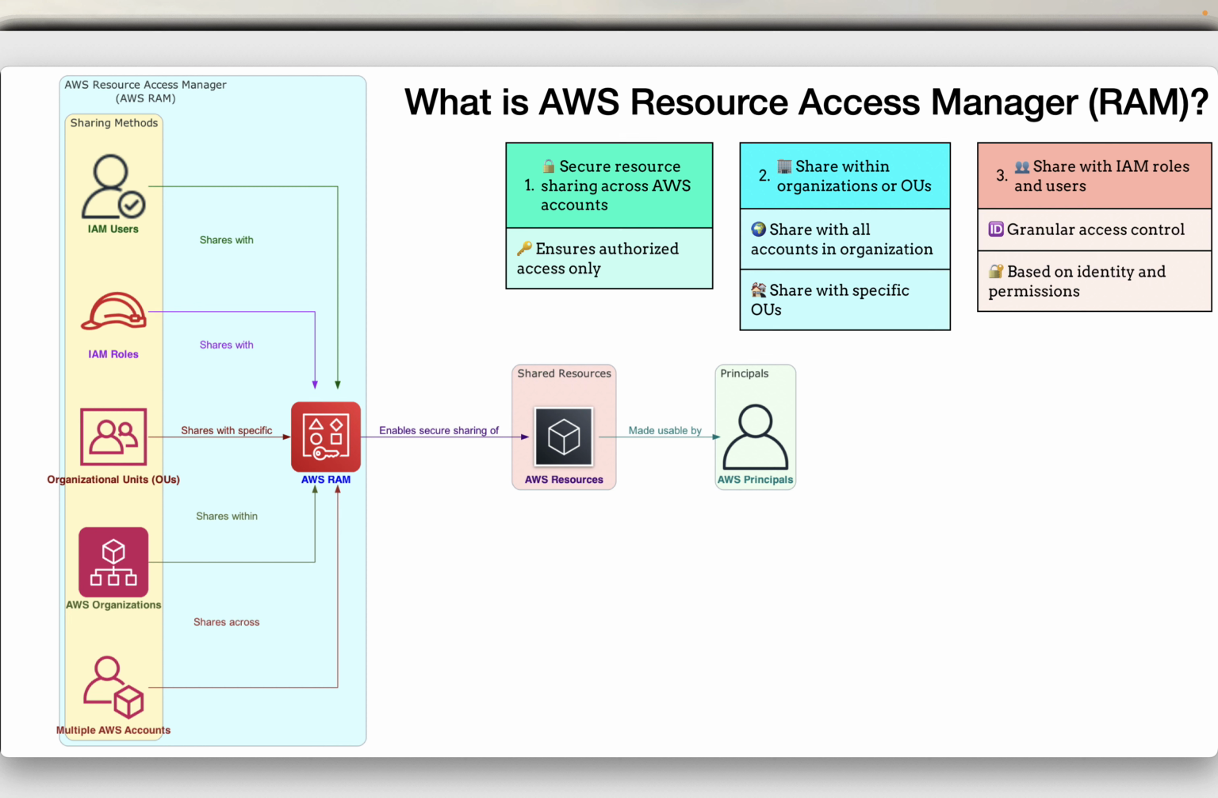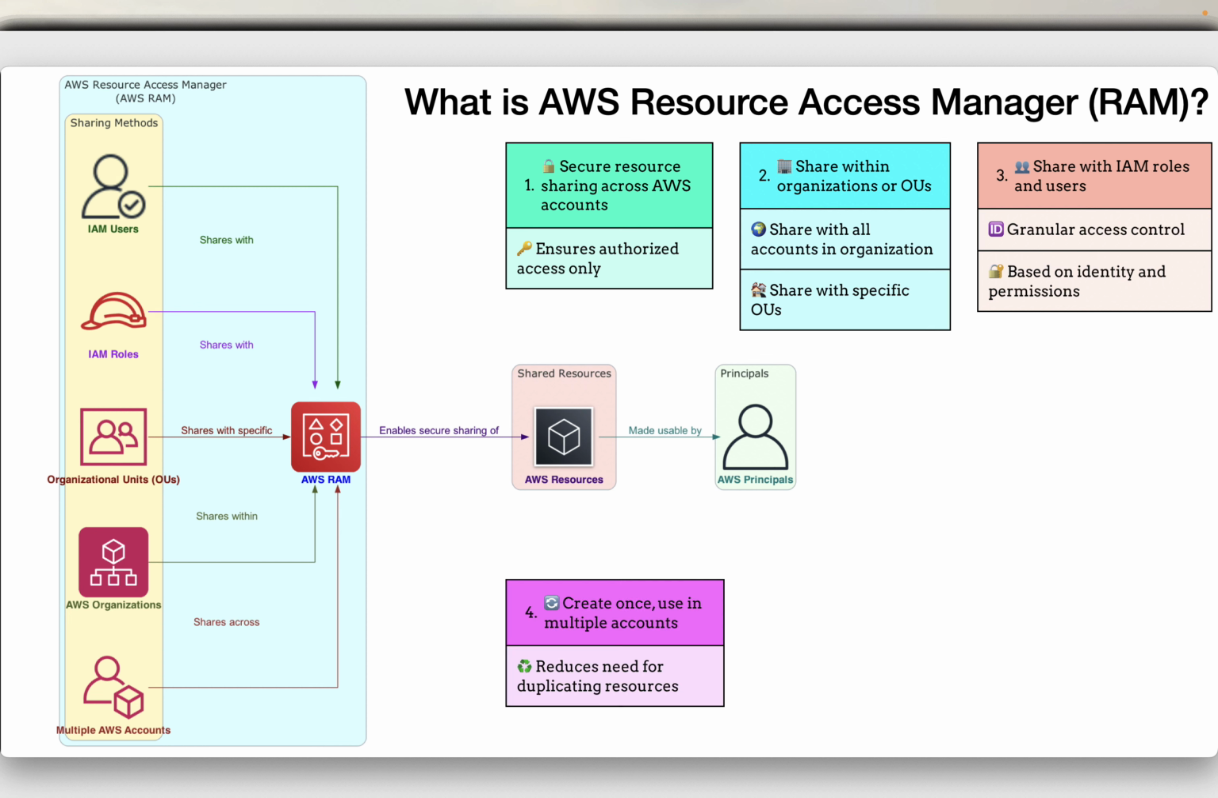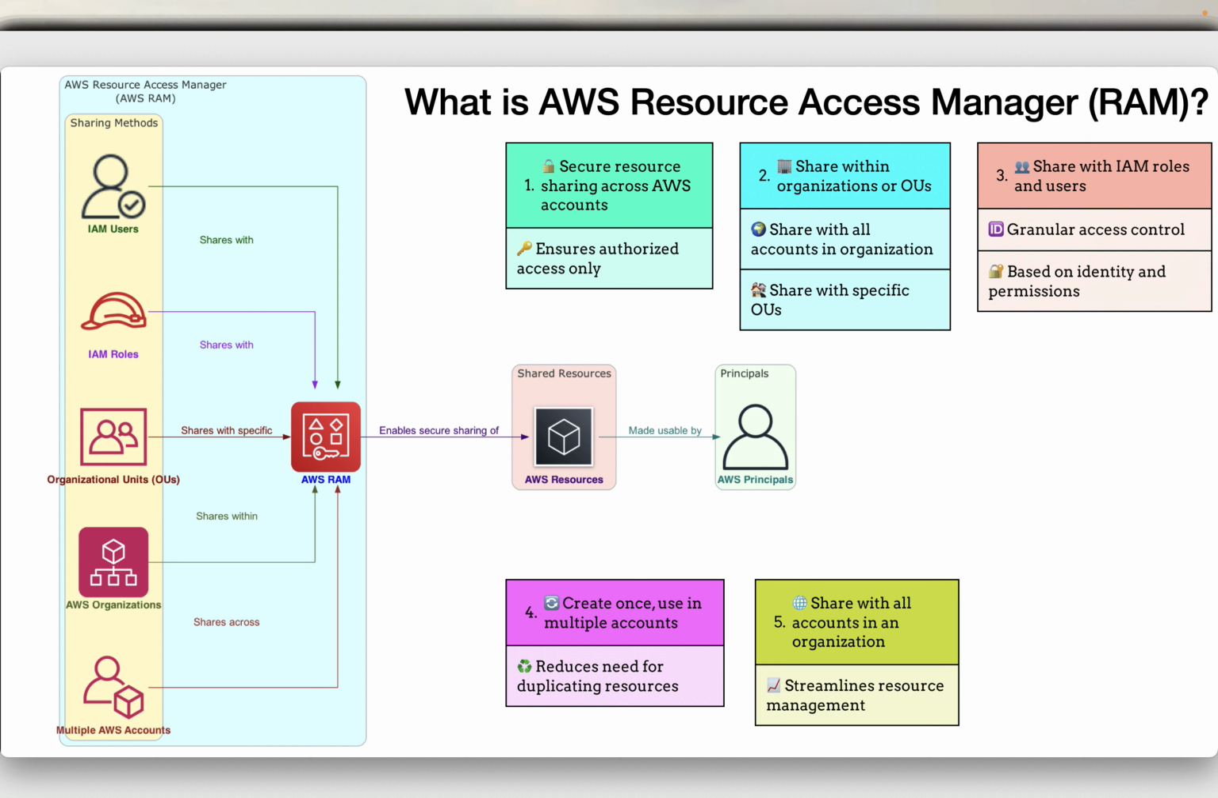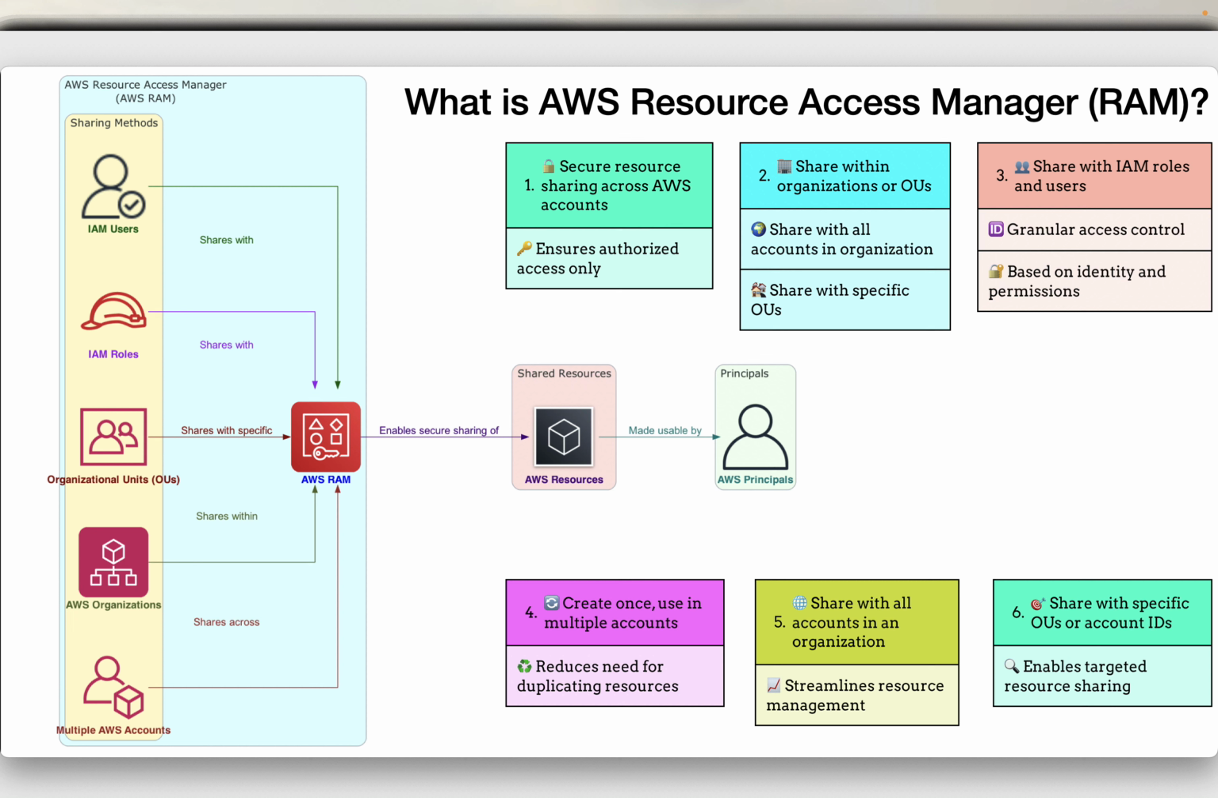AWS RAM allows you to share resources with IAM roles and users, providing granular access control based on identity and permissions. With AWS RAM, you can create a resource once and make it accessible to multiple AWS accounts, reducing the need for duplicating resources. If desired, you can share resources with all accounts within your AWS organization, streamlining resource management across the entire organization. AWS RAM provides the flexibility to share resources with specific organizational units or individual AWS account IDs, enabling targeted resource sharing.